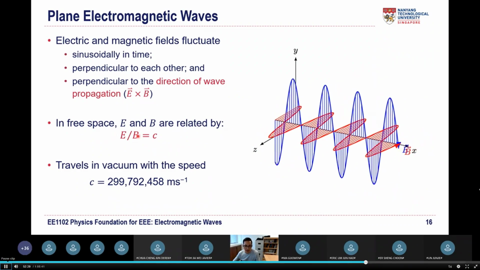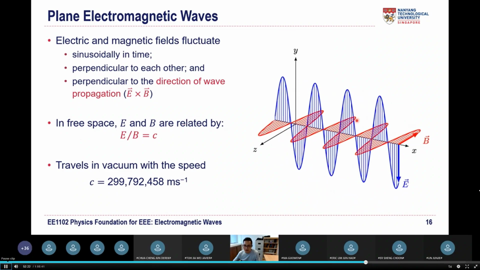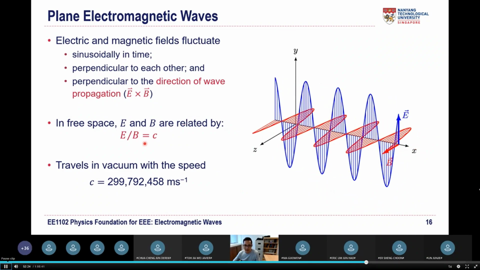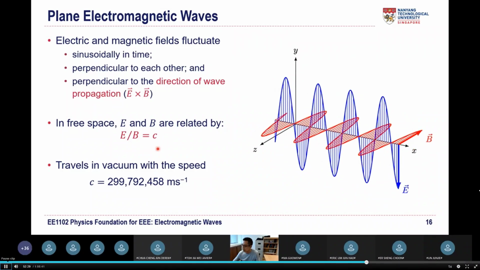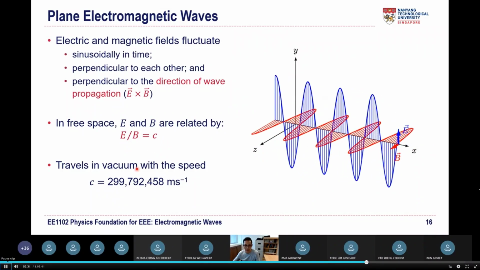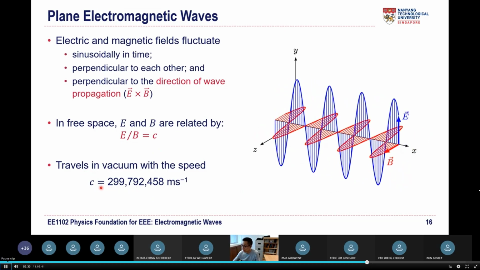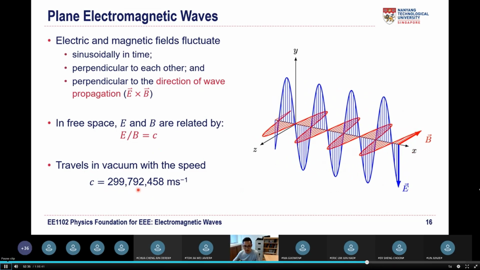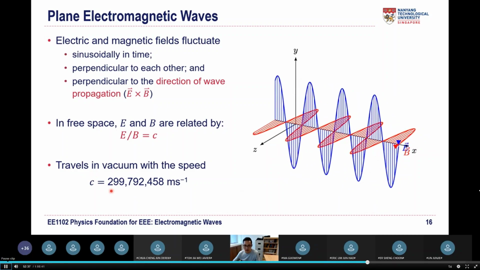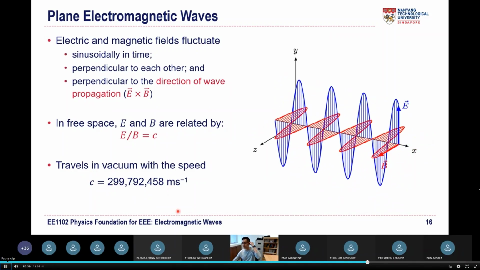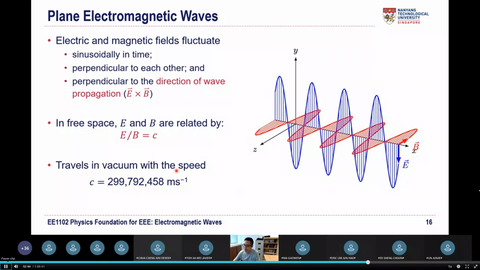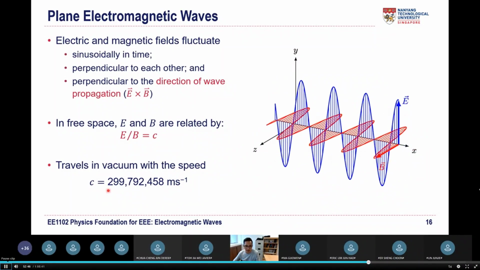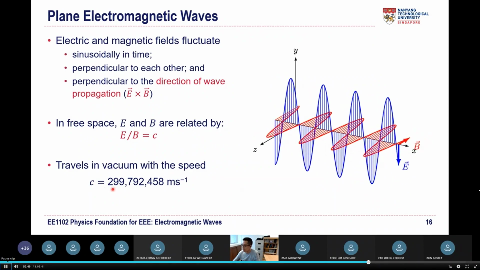So in free space, the strengths of the electric field and magnetic field are related by this relation, where c is what? c is the speed of light, and it's given as a constant. It travels in vacuum with this speed, which is very close to 3 times 10 to the power of 8 meters per second. And actually, this is an exact number.